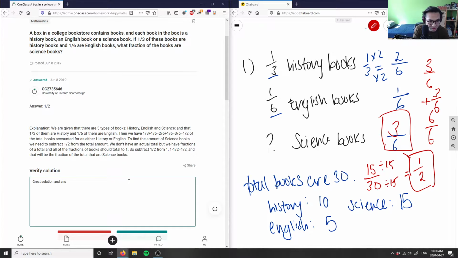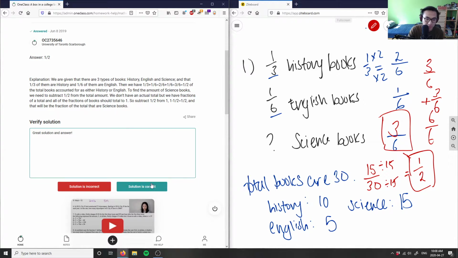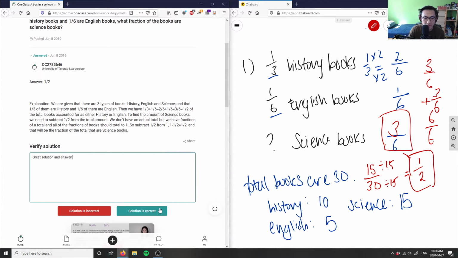Good solution and answer. How you can approach this question is you can do it using fractions, or you can make up an arbitrary number. You can say the total amount of books in the college bookstore is 30 or 100 or something like that. You get the same answer regardless because you're working in fractions, so it doesn't matter. In this case, we assumed there was 1 book in the bookstore, so we had fractions of a single book. Either way, both solutions are correct. It all leads up to our answer, which is 1/2. So the solution here is correct.